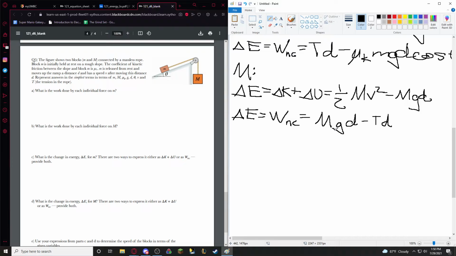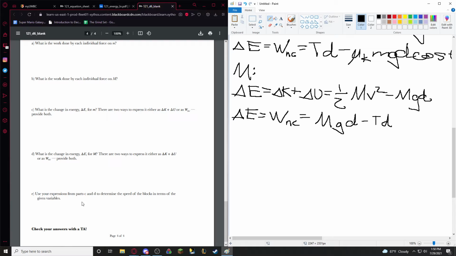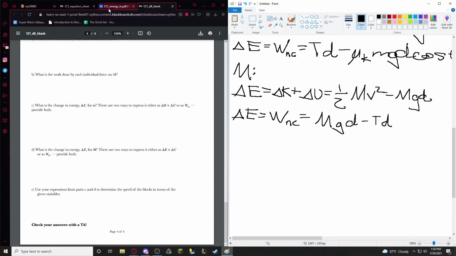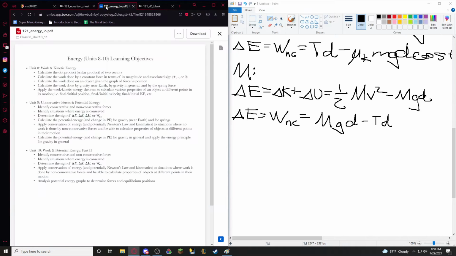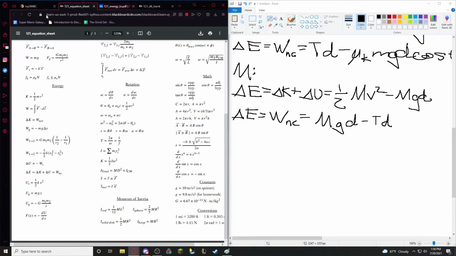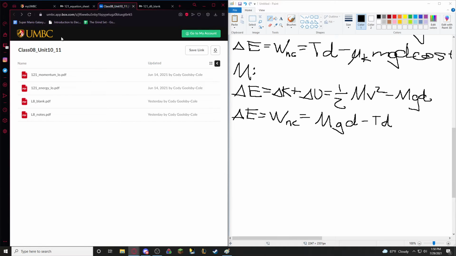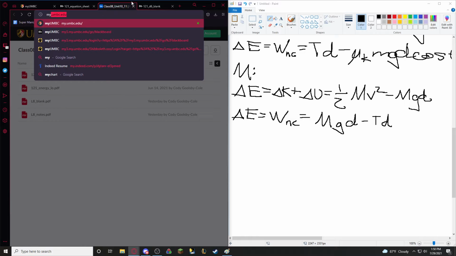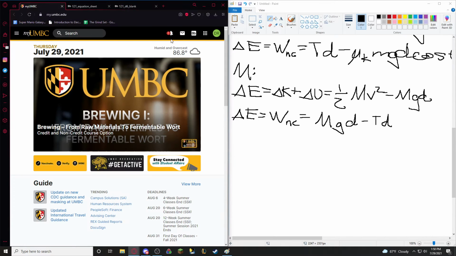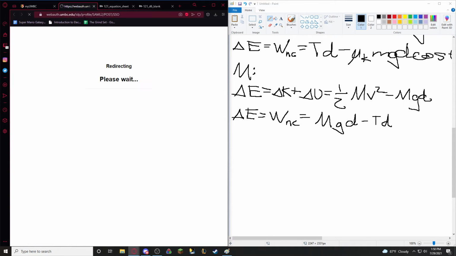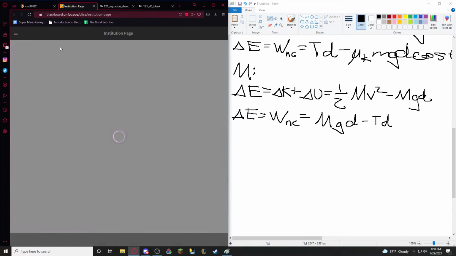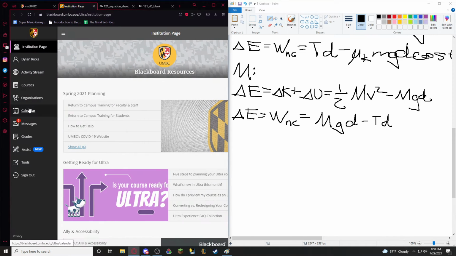So how can we use all that stuff to determine the final speed of the blocks? We actually, I want to see if I can pull up the solutions just to make sure we're going the right direction as to what they want us to do. I'm like 90% sure.